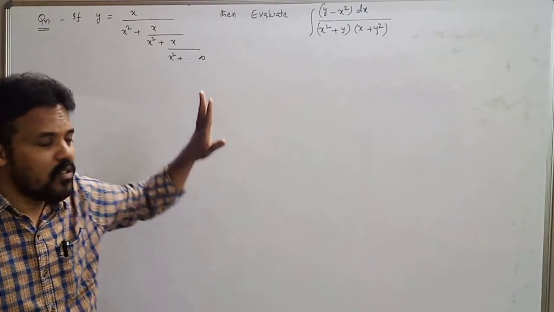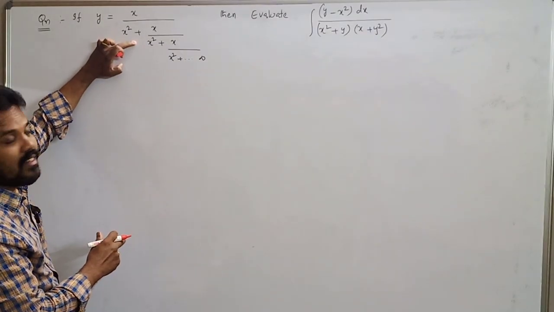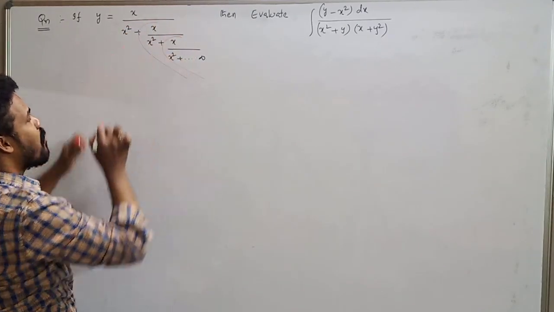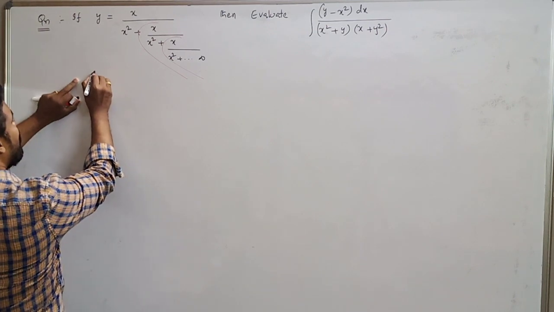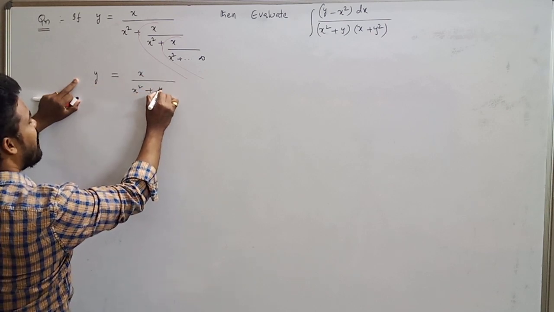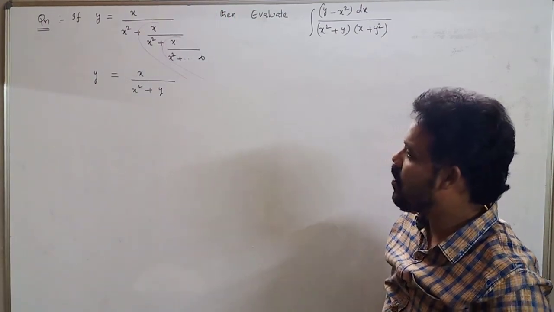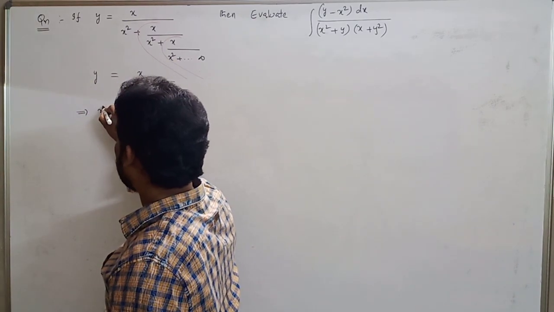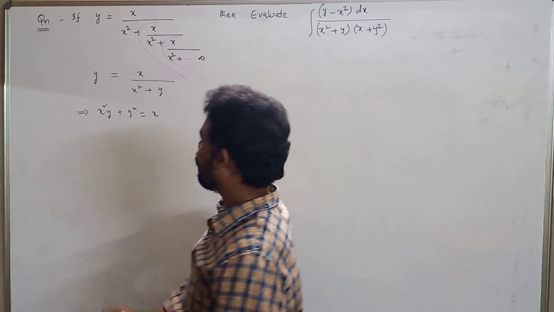Before going to do that, just look at this y. What is this? x by x square plus something is there. That means this term is repeating. Instead of that, I write y is equal to x by x square plus y, because the same thing is repeating up to infinite times. Now cross multiply: x square y plus y square is equal to x.